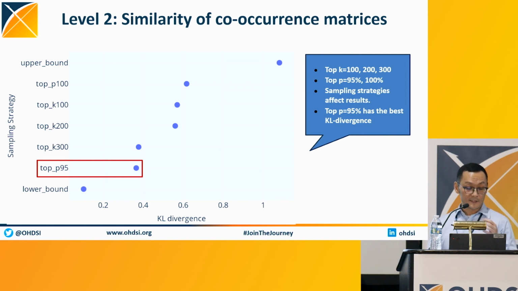So these are the results of the KL divergence associated with different sampling strategies, including the lower bound and upper bound. So basically, the closer it is to the lower bound in the bottom left corner, the better the synthetic data. And in this case, top P95% seems to be the best strategy.